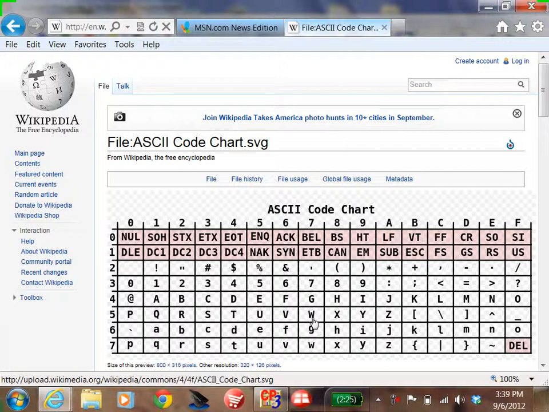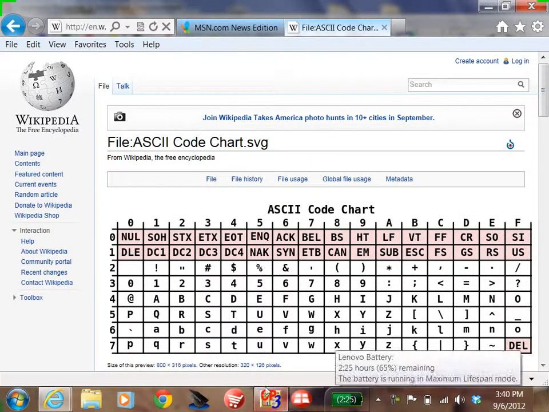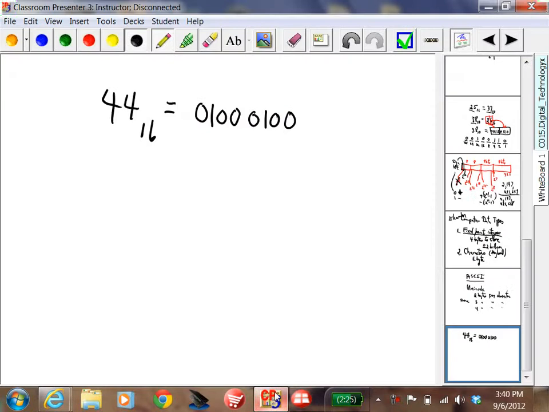Okay, capital W. Now let's go to a little w. Here's a little w, and that's 77. Let's do a little z. How do you store a little z? A little z is stored on the computer as A7, A7 base 16.